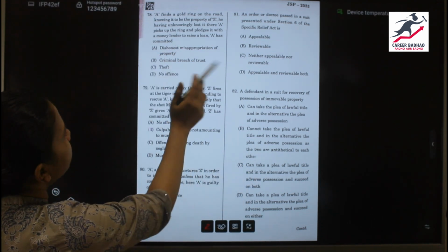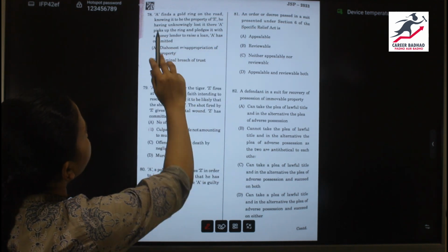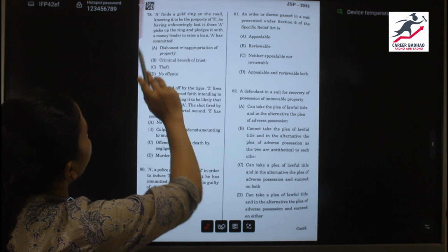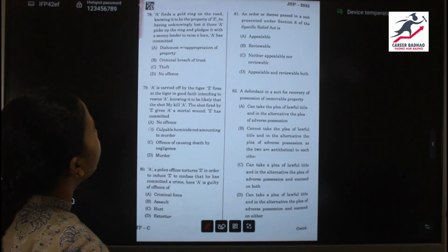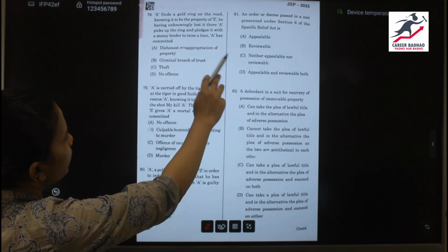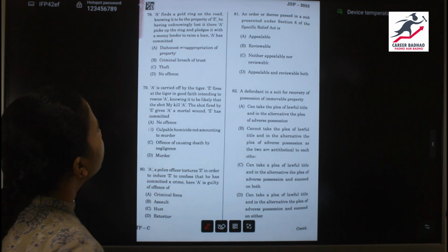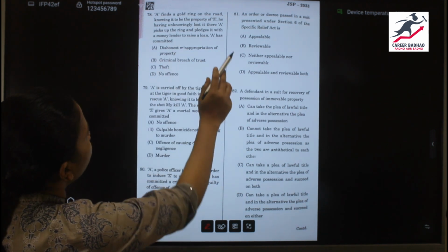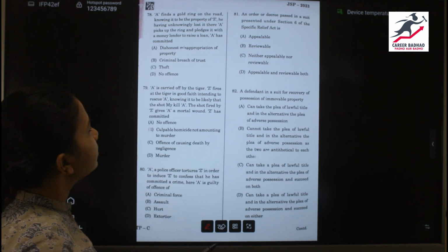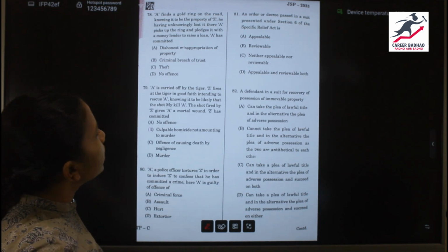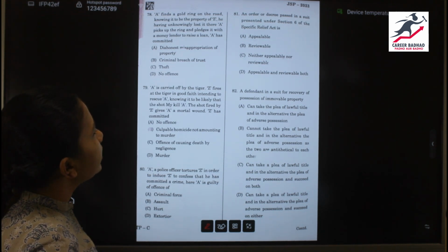Question number 78. A finds a gold ring on the road, knowing it to be the property of Z. He having unknowingly lost it there, A picks up the ring and pledges it with a money lender to raise a loan. A has committed dishonest misappropriation of property, criminal breach of trust, theft, or no offence. So let's see. A finds a gold ring on the road, knowing it to be the property of Z. So A knows that it is the ring of Z. Z unknowingly lost it there. So A picks up the ring and pledges it with the money lender to raise a loan.